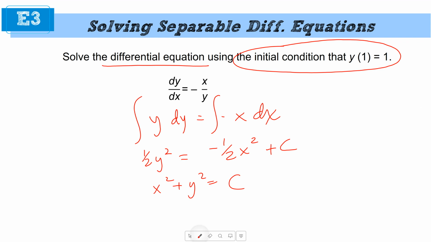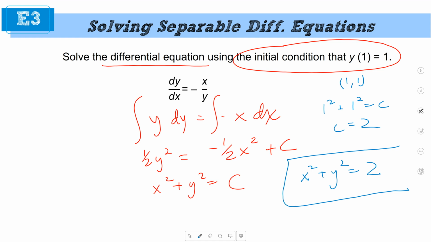I want to use one particular solution. This one particular solution tells me that it passes through the point 1, 1. That gives me 1 squared plus 1 squared is equal to c, so c is equal to 2. Which means this particular function that gives me that differential equation is x squared plus y squared equals 2. So it has a radius of root 2. No, the other way around. R squared. Okay? You can handle that, right?